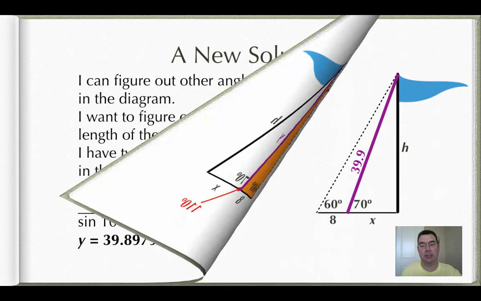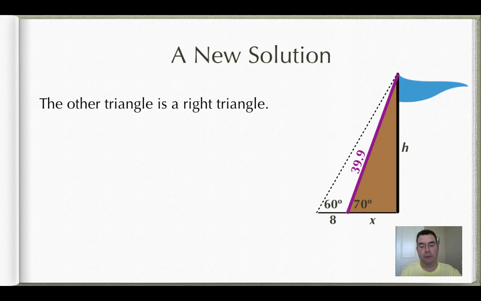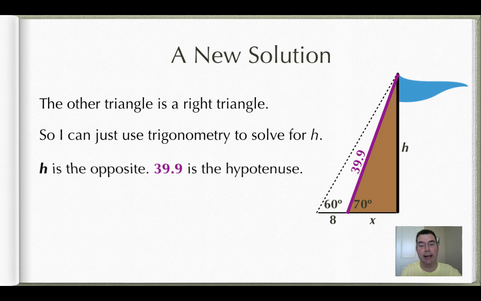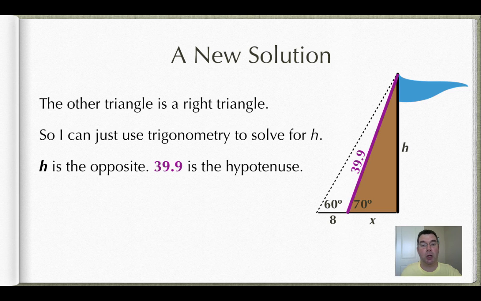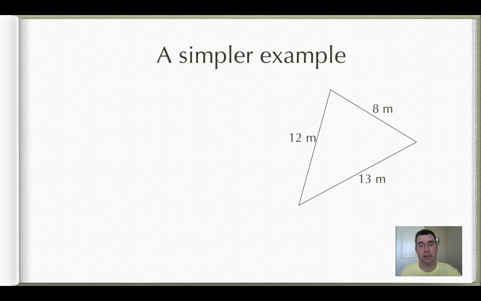Now I can turn my attention over to this plain old right triangle that's always been sitting there since before, and I can use trigonometry to solve it. I know that the hypotenuse is 39.9. I want to know the opposite, which we called h. So I say that the sine of 70 is h over 39.9, opposite over hypotenuse, just like always. And so the height is 37.5 feet. So that's the same answer that I got before. It was just a little easier this time.